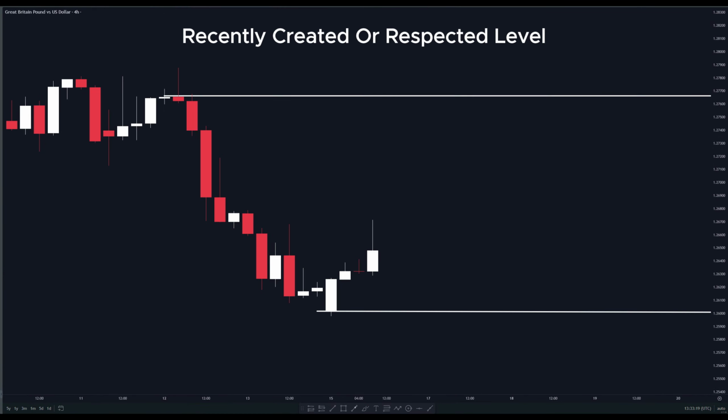Next, recently created or respected levels, as the recent levels on market structure are always in priority. It can be a recent support level or recent resistance level, or any recent bearish or bullish order block. So now let's move to our analysis.